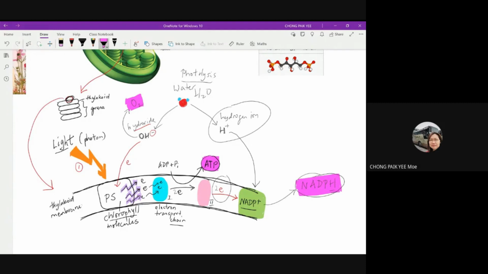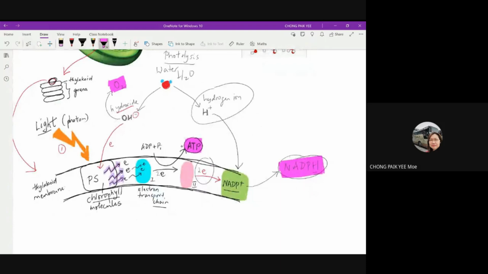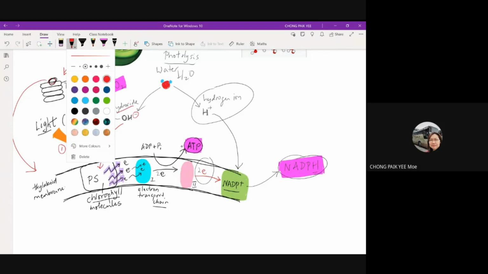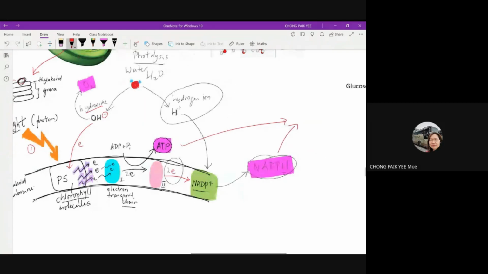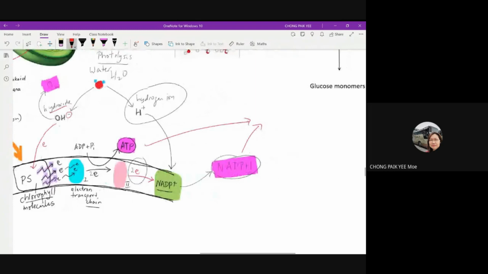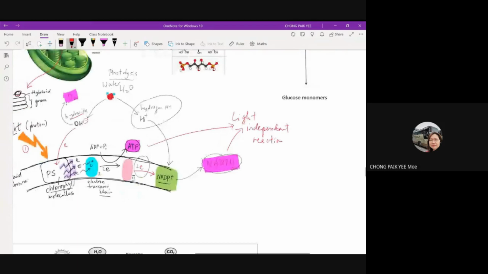This oxygen is released. Okay, so now, what is the use of your ATP and your NADPH? These are going to go into your second reaction, which is the light-independent reaction. And you need these. These will go into the second one, which is your light-independent reaction. Okay, so this is what we have so far.